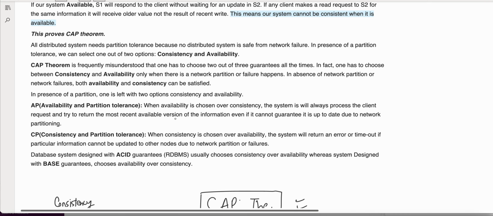So when availability is chosen over consistency, the system will always process the client request and try to return the most recent value of the information, even if it cannot guarantee it is up to date due to network partition, right? So here you are choosing availability over consistency. It's not guaranteed that you always get the most recent version of the information. So this is more of an eventually consistent system.